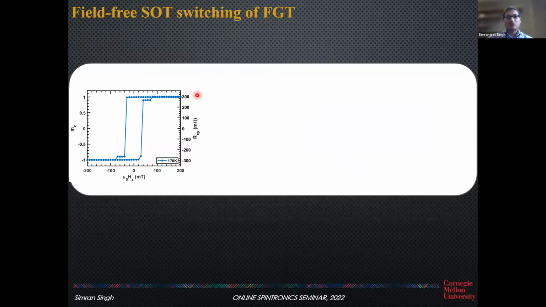So this is one example of the measurements. We are sitting at 170 Kelvin. In our case, the FGT Curie temperature is around 220 Kelvin or 200 Kelvin. So we sit around 170 Kelvin so that we don't have to apply a large charge current. And then we see a very nice square loop.